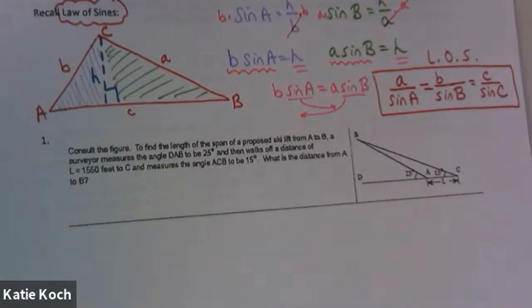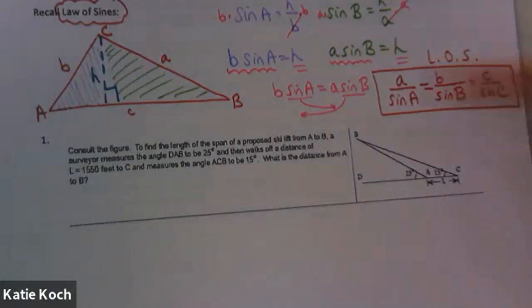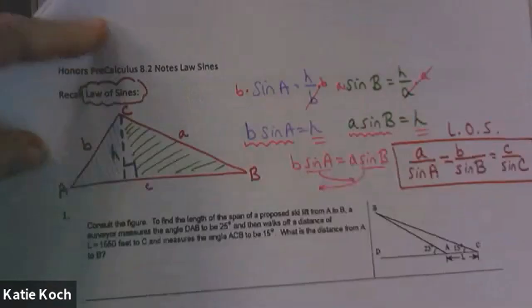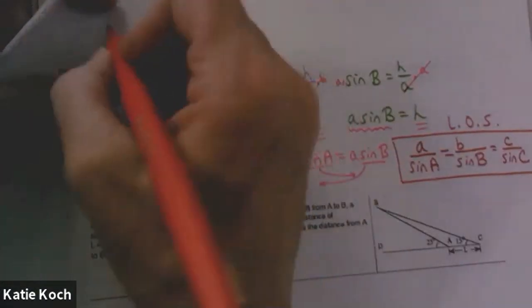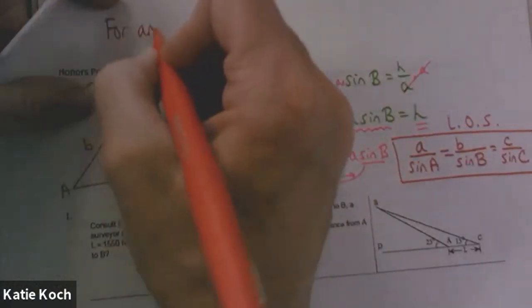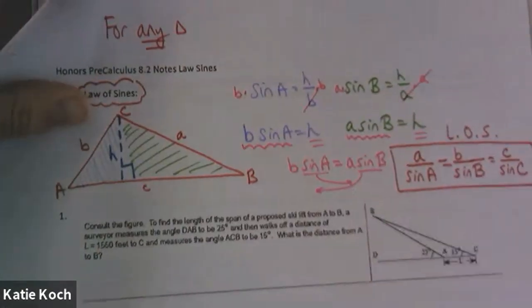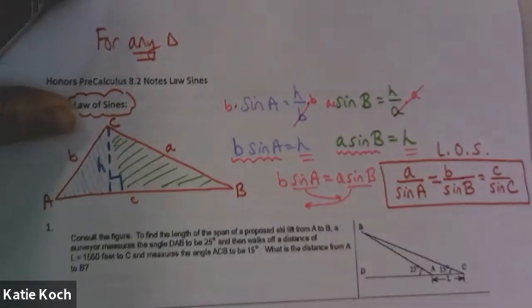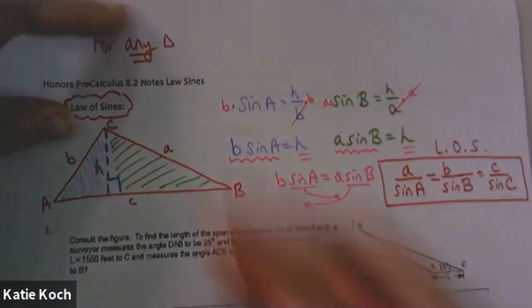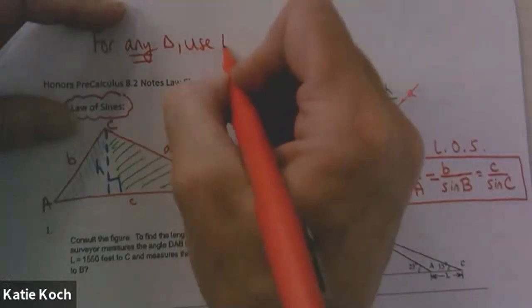Okay, so I don't know, is this ringing a bell at all from last year? This when you do a side, you divide by the sine of the angle across from that side, it's all proportional. Now this is for any triangle. It doesn't have to be a right triangle. In fact, I actually kind of want to write that up here. So for any triangle, see, SOHCAHTOA is only for right triangles, so law of sines is actually way more powerful. So for any triangle, we're going to use the law of sines.